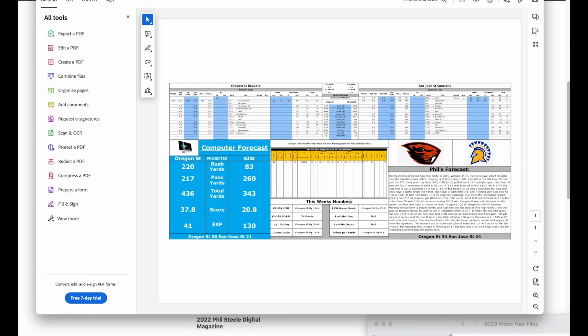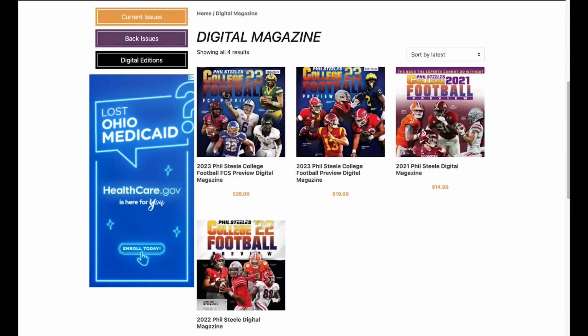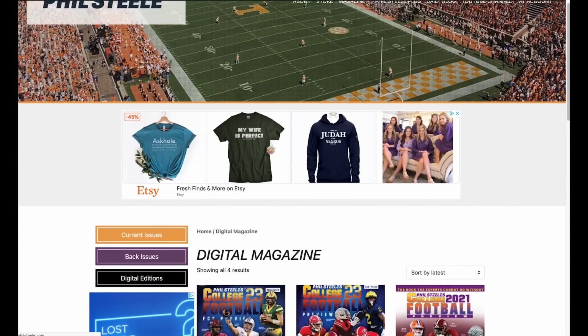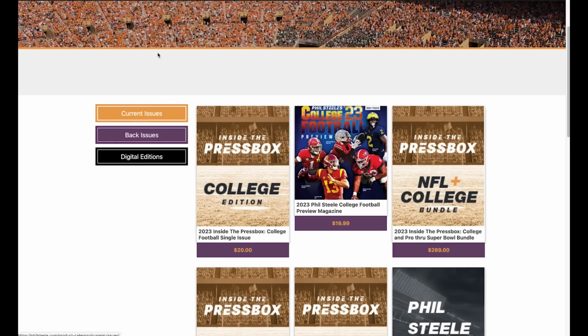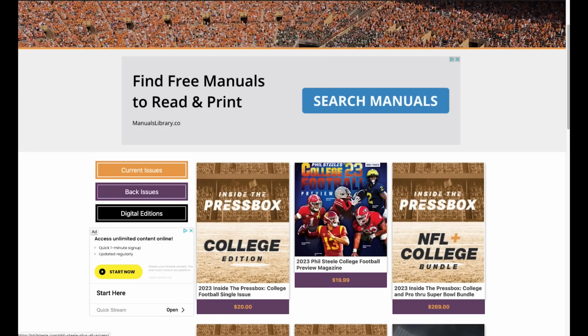Now, the breakdown was something like this. You see the computer does have Oregon State winning it by 17, but let's look at it a little closer. Look at the yards for this thing. It's only got a 436 to 343. That's only a 100-yard difference. That comes out to about a 6-point margin. And in my write-up, I've got Oregon State favored by 10 in the game. They're a 16.5-point favorite.